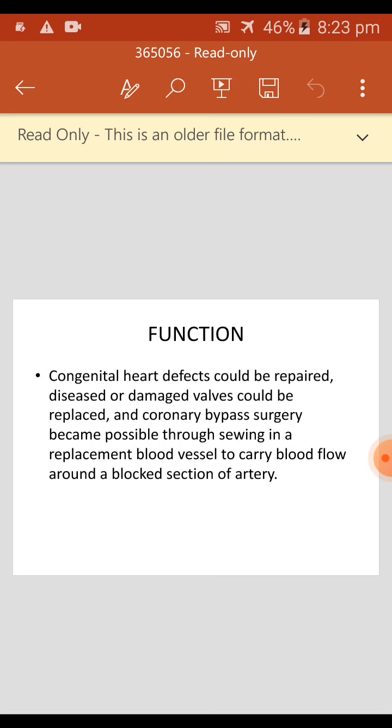Function of blood filters. Blood filters are integrated into the ECC system mainly to avoid microembolisms caused by autologous effect, foreign particles and microbubbles. Congenital heart defects could be repaired, diseased or damaged valves could be replaced, and coronary bypass surgery becomes possible through sewing in replacement blood vessels to carry blood flow around a blocked section of artery.